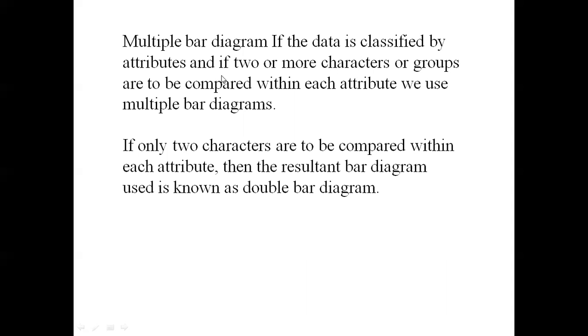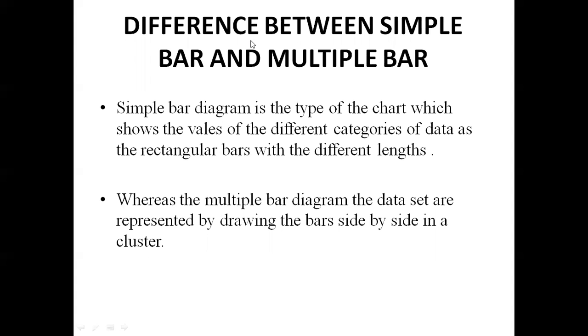Next, come to multiple bar diagram with the data classified by attribute. The difference between the simple bar and multiple bar diagram may be asked for 2 marks. What is the difference? A simple bar diagram is a type of chart which shows the values of the different categories of the data as rectangular bars with different lengths. So this is the meaning of the simple bar diagram.